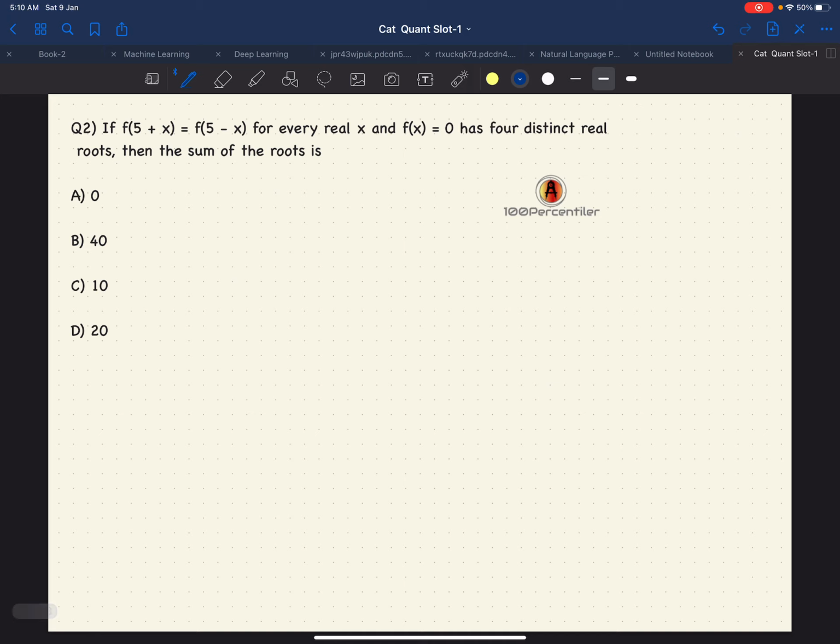Going to the second question, here we are given f of 5 plus x is equal to f of 5 minus x for every real x, and f(x) equal to 0 has 4 distinct real roots. We have to find the sum of those roots. So if f(x) has 4 distinct roots, then we know that if a, b, c and d are the roots, then we can write the function in this particular factored form.